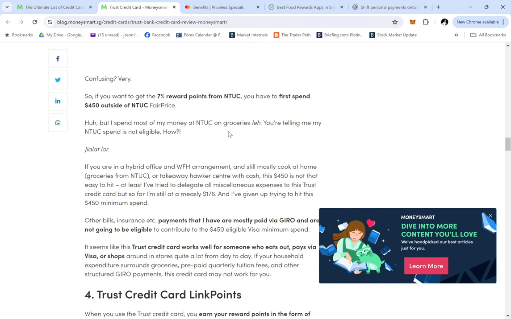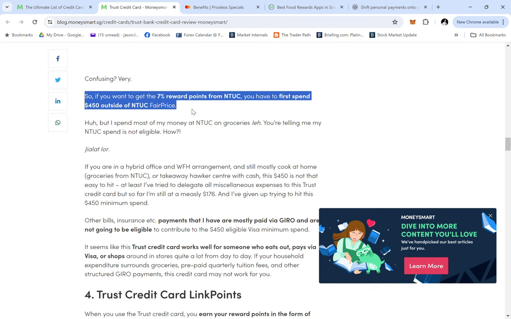Basically, it's confusing. If you want to get the 7% reward point for NTUC, you have to first spend $450 outside of NTUC FairPrice. So it's like, what the hell, right?